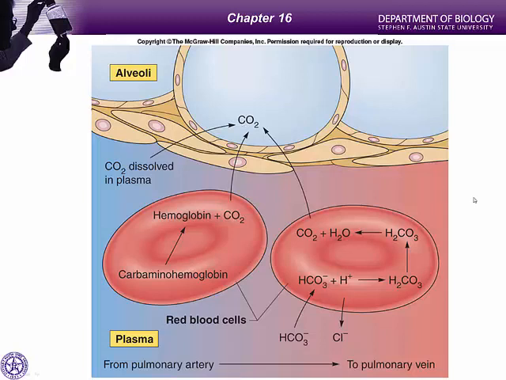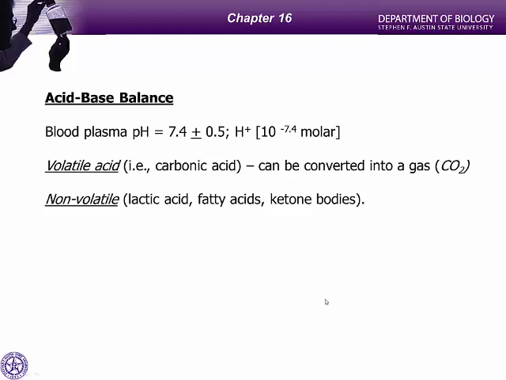Now, the last part of our talk is really going to involve this acid-base balance, because remember, the higher the CO2, the lower our pH. And our plasma is going to need to stay within a very narrow range. We're not going to deviate from that much at all. But one way we can affect our blood plasma is by volatile acids or non-volatile acids.